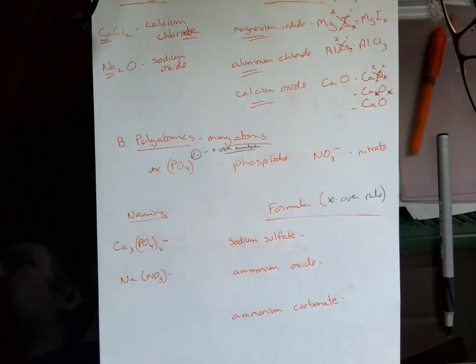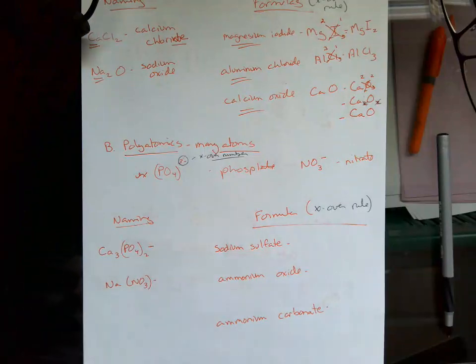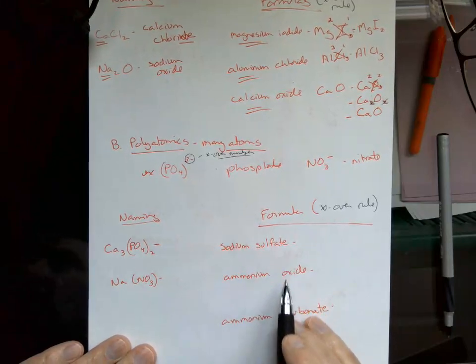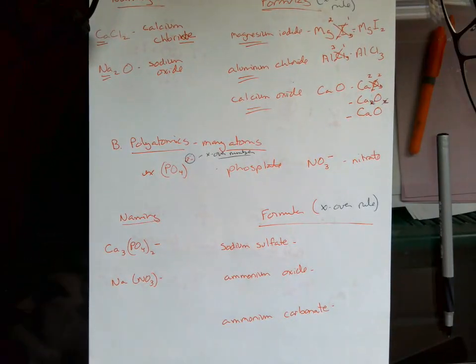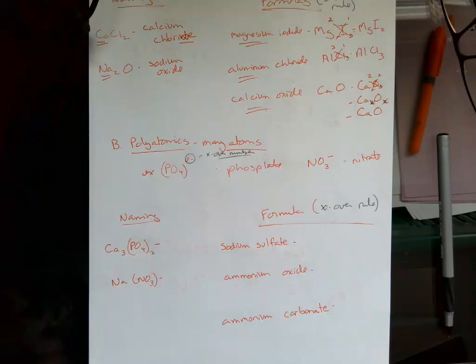Now what we're doing is the exact same thing, except we got these odd looking characters that look like this. They're in brackets. And we call those polyatomics, which means many atoms. So many atoms coming together.